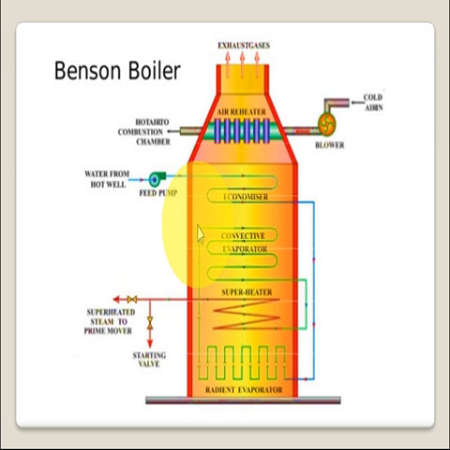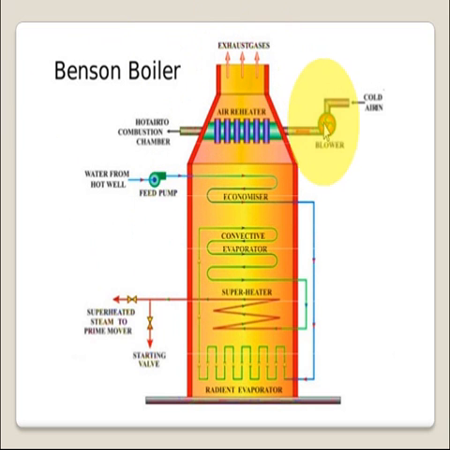So this is the Benson boiler, which is a supercritical boiler, which generates steam above 221 bar and temperature above 374 degrees Celsius. And this is a drumless boiler and it overcomes the disadvantage of the La Mont boiler of forming bubbles in the tube and reducing the heat transfer rate.